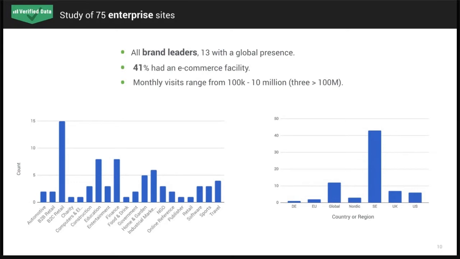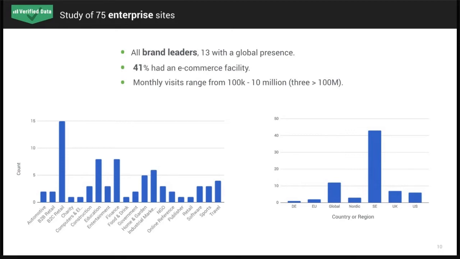And as I think I mentioned in the intro, I haven't really seen any differences. It appears that everybody has the same type of problems. And in terms of traffic volume, we're typically talking between 100,000 to 10 million visits per month. There were 3 over 100 million.